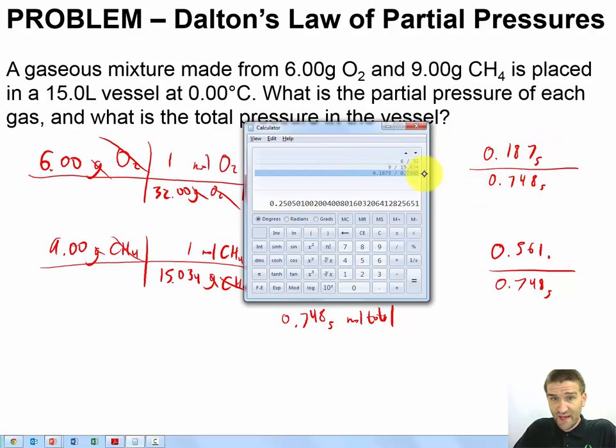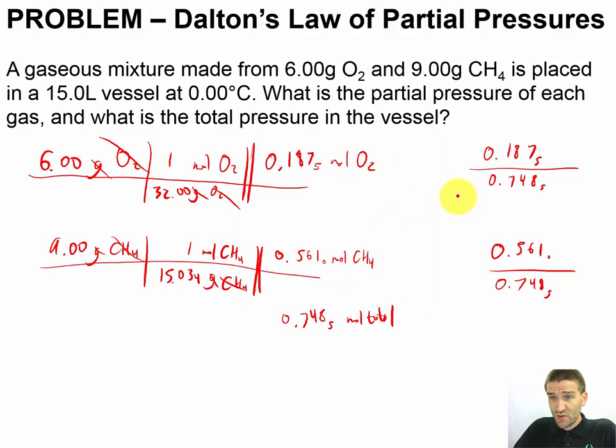I have 3 sig figs for that. Notice that right here we'll chop it off. It is a little bit bigger than the 5, so we'll actually have to round it up. So it'll be 0.251. So 0.251 is going to be the mole fraction for O2.